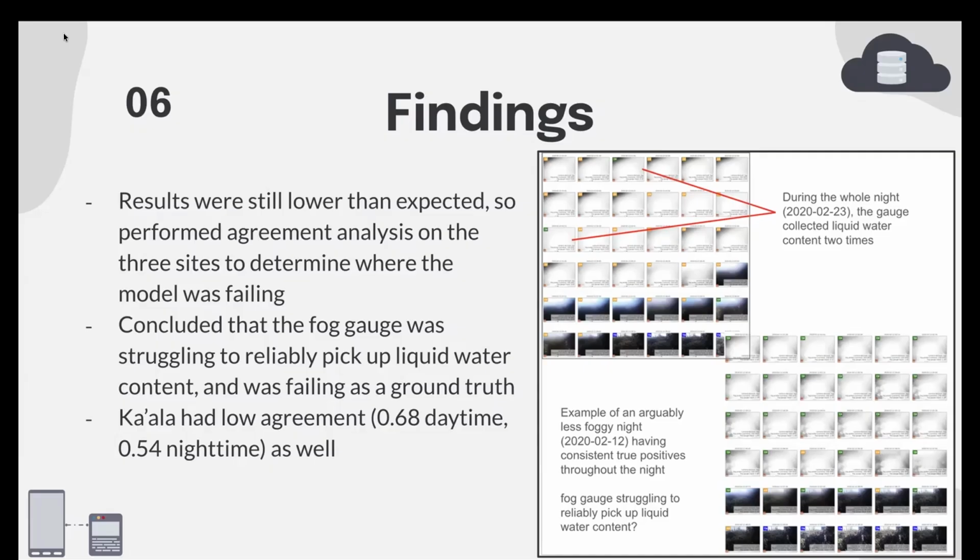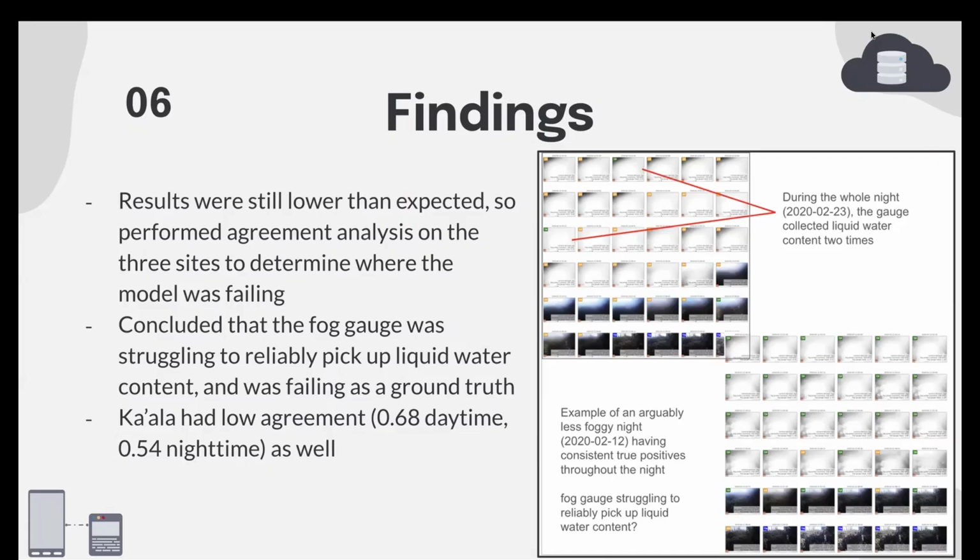But in the bottom right image, we can see that there are all true positives, meaning the camera and the fog gauge agree. And we can see that this is arguably a less foggy night as well. So I'm not too certain as to why the gauge and the model agree on this day and not the other day. So there could be some issues with the fog gauge on these two occurrences. And I concluded that the fog gauge was struggling to reliably pick up liquid water content and was failing essentially as a ground truth.